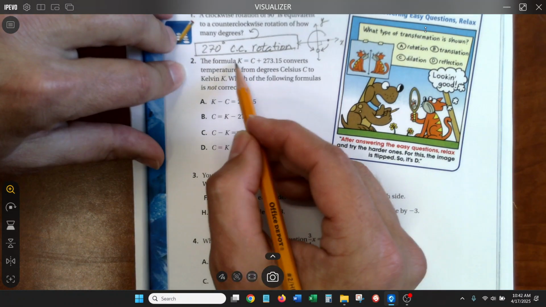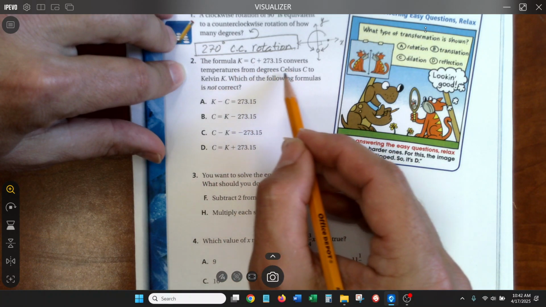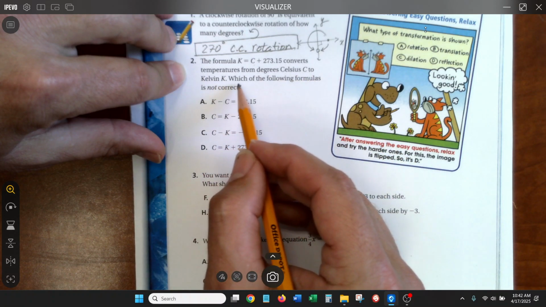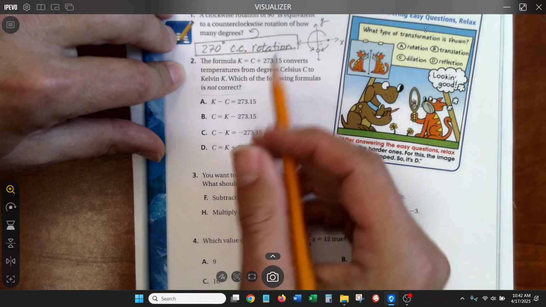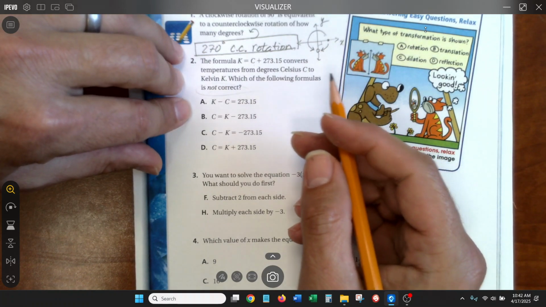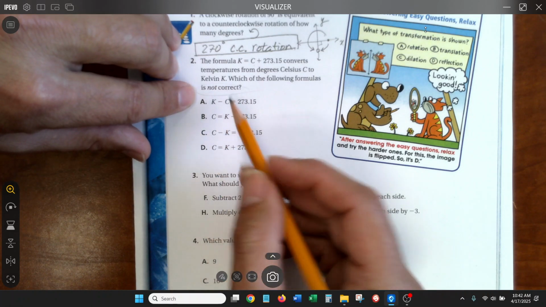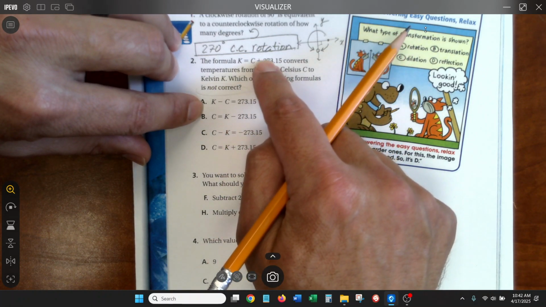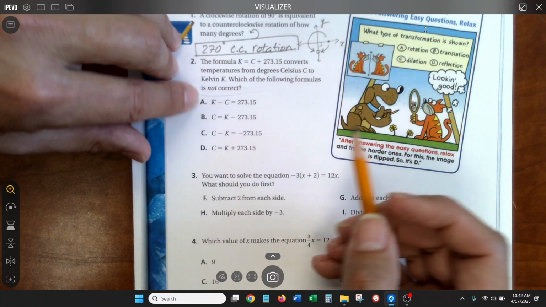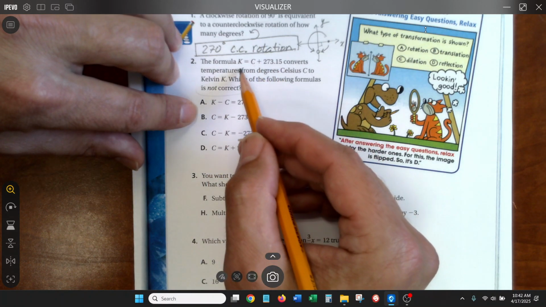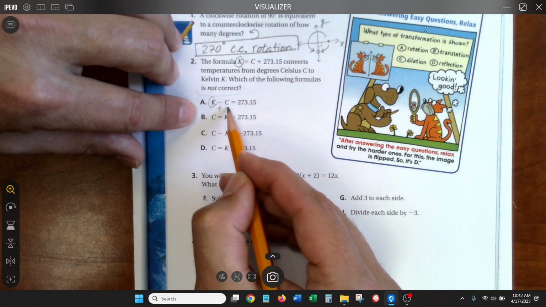Number 2, the formula K equals C plus 273.15 converts temperatures from degrees Celsius C to kelvins K. Which of the following formulas is not correct? So I showed you one way this morning. I'll show you another way. The other way is simply to solve for K in each case, and if we have a match, then it is correct. If we don't have a match, then it's not correct. So we're looking for the one that's not correct. So to solve for K in each case, to solve for K here, we would have to add C to both sides.